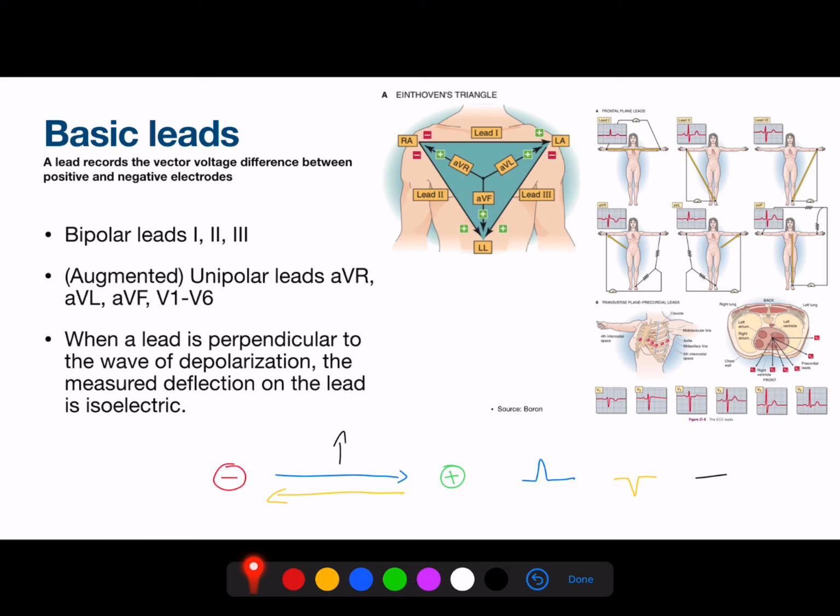Here's illustrated how you put the electrodes on the body. And again here for V1 to V6, also for the chest leads, how you put them, but I suppose you already know how to do it.